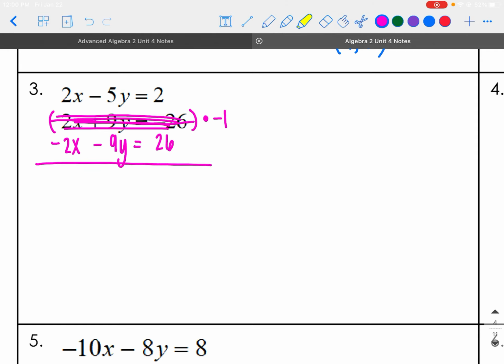And then that gives me these opposite coefficients. So the 2x and the -2x cancel out. So when I add straight down, I get -14y equals 28. And then I divide both sides by -14 to get y equals -2.